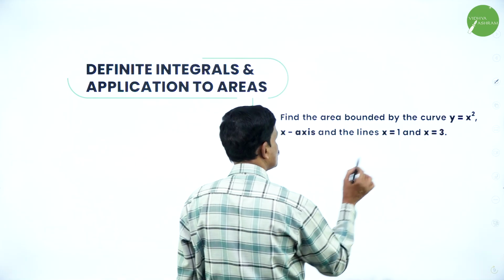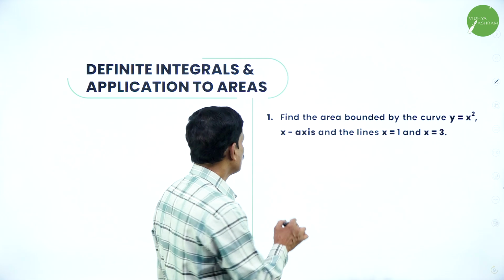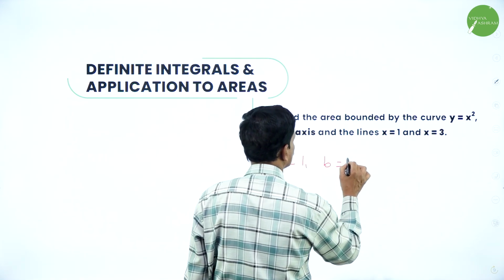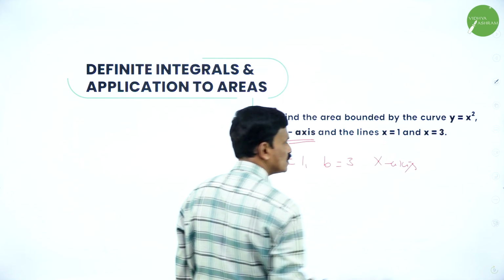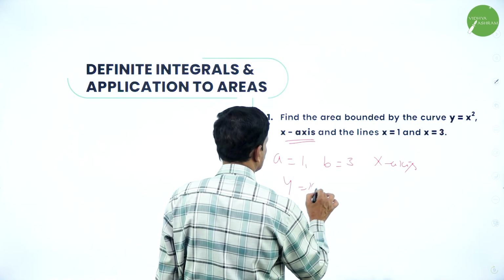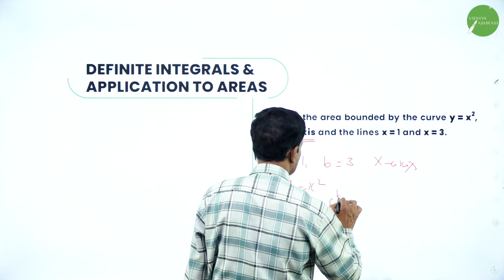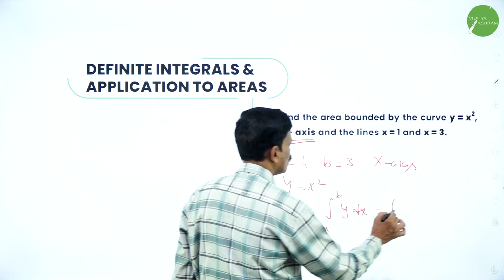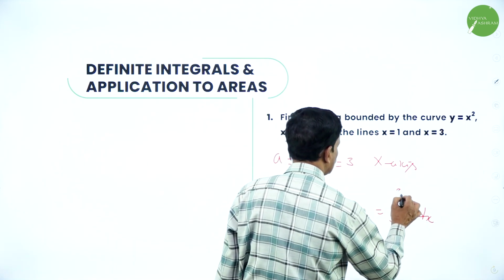See here, what is given? y equals x square. So here the ordinates are a equals 1 and b equals 3, and it lies on the x-axis. So what is the curve? y equals x square. Area bounded by the curve, area is equal to integral a to b y dx. Now what is y here? y equals x square into dx, and what are the ordinates? a equals 1 and b equals 3.